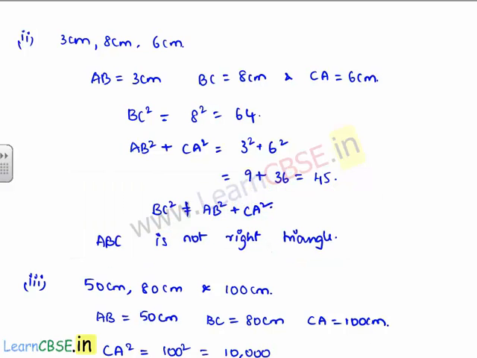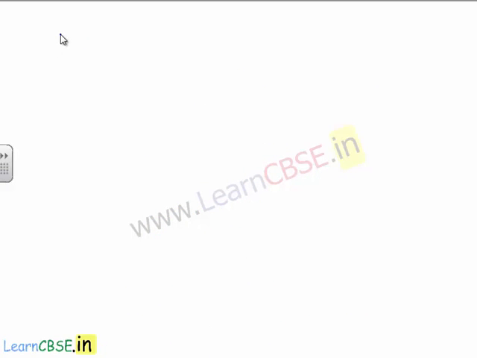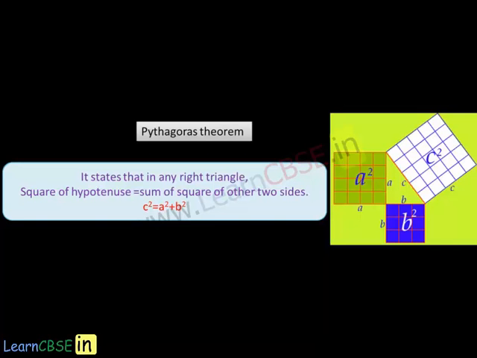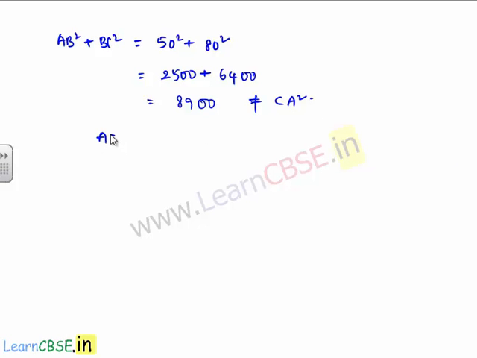And now we shall also find the sum of squares of the other two sides, that is AB square plus BC square, which is equal to 50 square plus 80 square. 50 square is nothing but 2500 plus 80 square is nothing but 6400. So overall, that will be equal to 8900, which is not equal to CA square. Therefore, we can say that ABC doesn't form a right angle triangle.